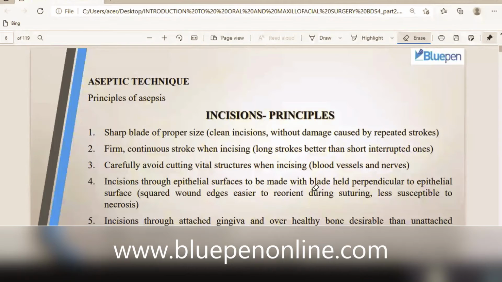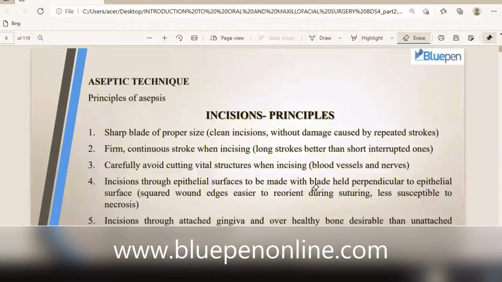And you don't go for repeated strokes. If you go for repeated strokes, what happens is it can damage the vital structures. Go for a single long stroke. Don't go for small strokes. Give a long stroke, which will expose the complete area you want to see to do the surgery. Okay. So you do a firm continuous stroke when incising. Long strokes are better than short interrupted ones.